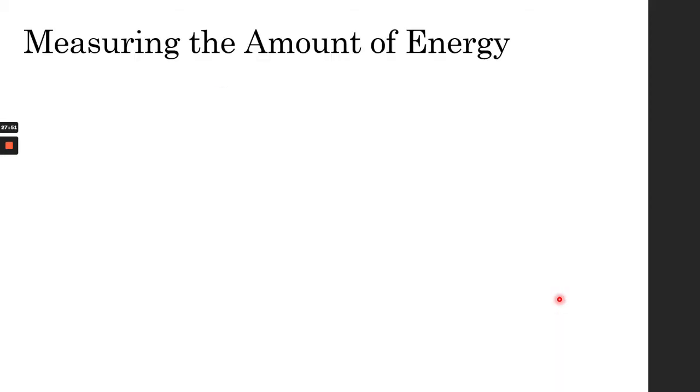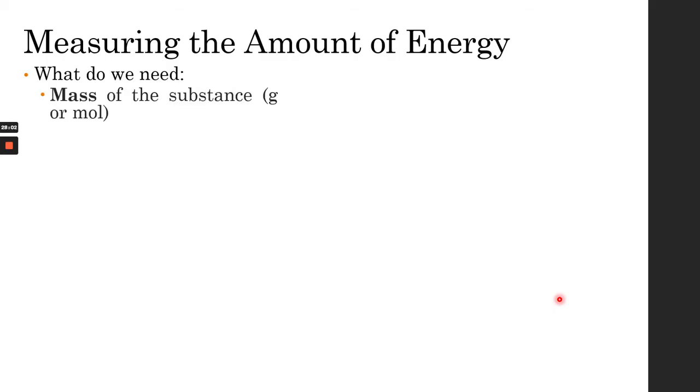So the next part is, how do we measure the amount of energy? Okay, so when we want to measure the amount of energy being absorbed or being released, these are the things that we need. One is the mass of the substance. So we usually use grams or moles. Later in our next subject, I'll be teaching about moles and other ways to measure particles or solvents. But as you remember, the first thing that we need is the mass of a substance, usually in grams or moles.